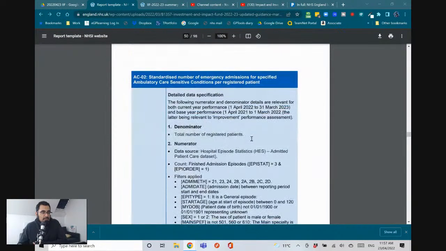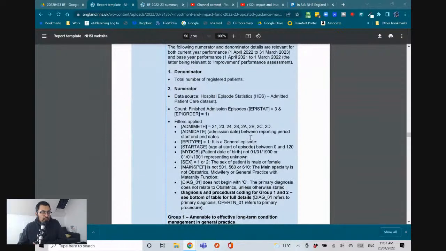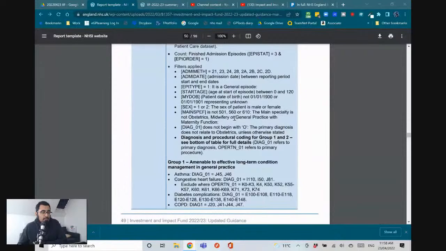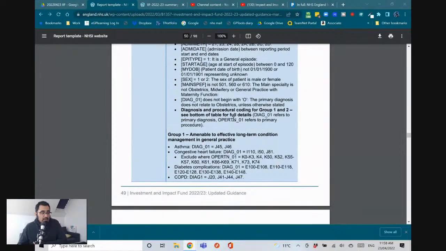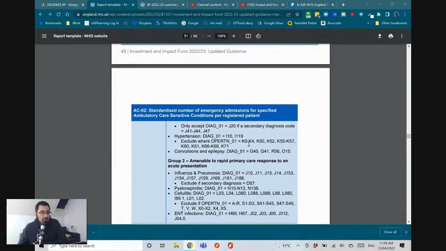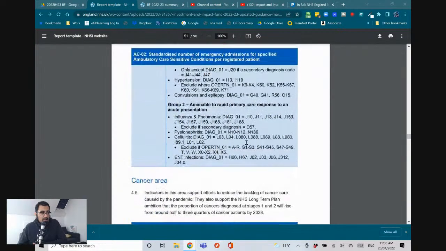And in terms of the criteria, let's get down to it. Here we are. You need to look for these particular filters in terms of what type of contact the patient has had. Group 1, amenable to long-term efficient care: patients with asthma diagnosis, J45, J46, congestive heart failure with a diagnosis, and various criteria of why they may have been admitted, diabetes complications, COPD, hypertension and convulsions in episodes. Group 2, amenable to rapid primary care response to acute presentations: influenza and pneumonias, pyelonephritis, cellulitis, and ENT infections.